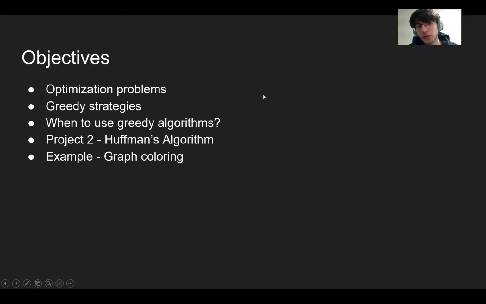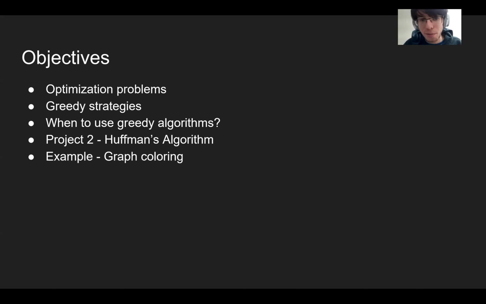So our objective is to understand why we would use greedy, and in general, that's for optimization problems where we want to optimize something. We want to choose the best. Optimization usually means we're trying to find the best solution, or you're trying to find the best of something, or optimize some part of something. And we're talking about greedy strategies, so how we can possibly approach things with a greedy approach.